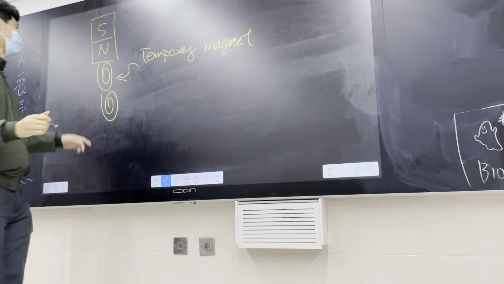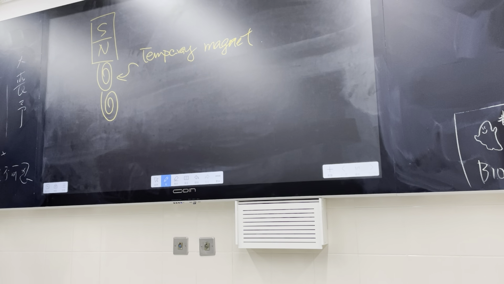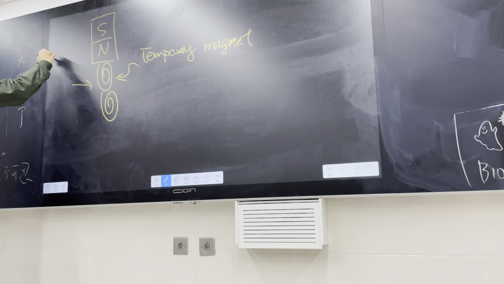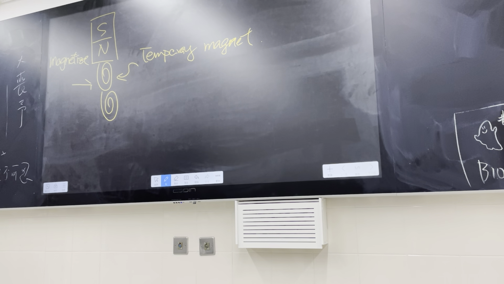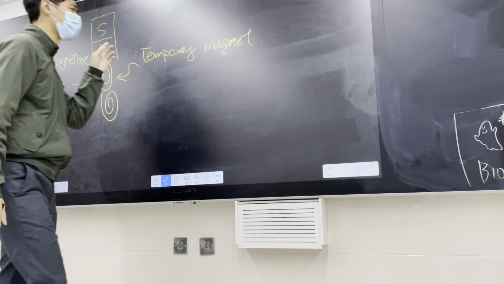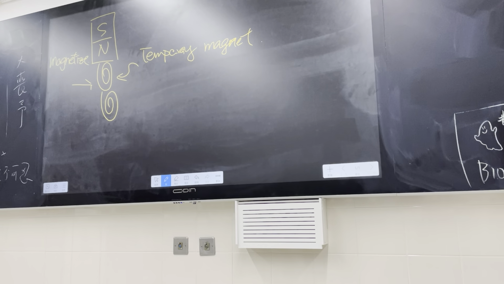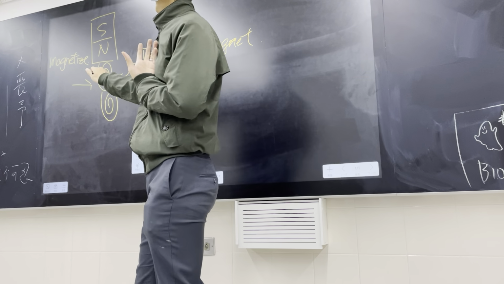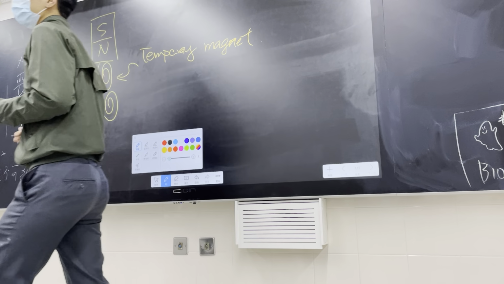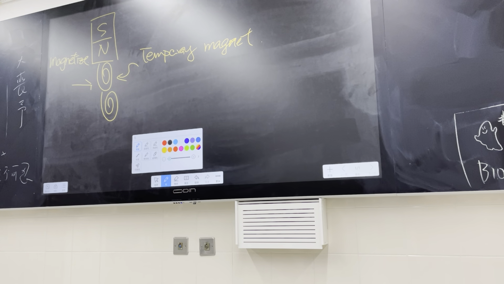Or we can say it's polarized, okay? So we can say this clip is magnetized. We magnetize the clip, and then the clip becomes a temporary magnet. Now we can treat this clip as a magnet. So which end do you think is the north pole? Which end is the south pole?